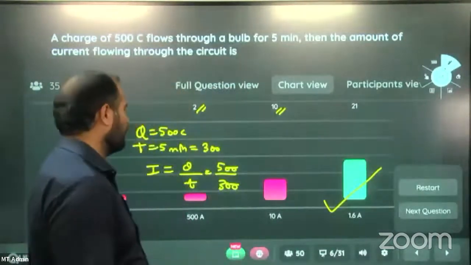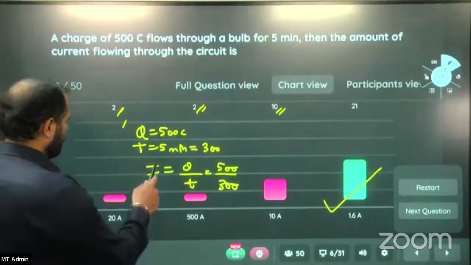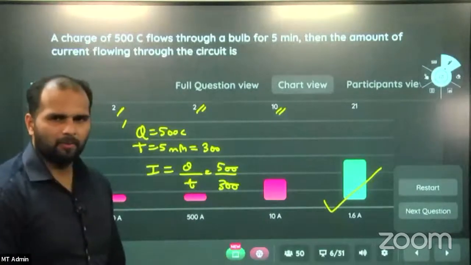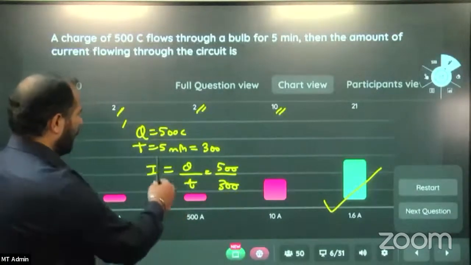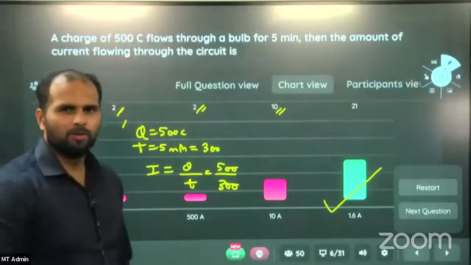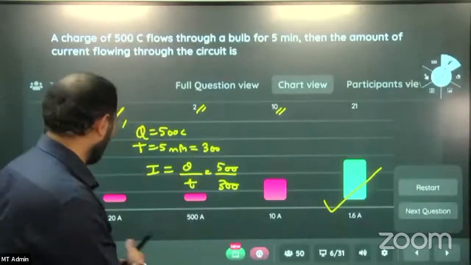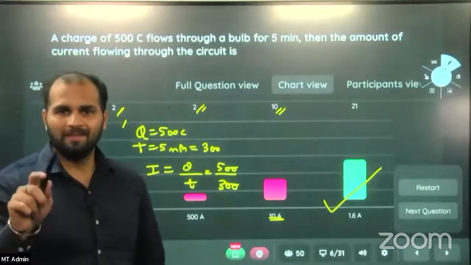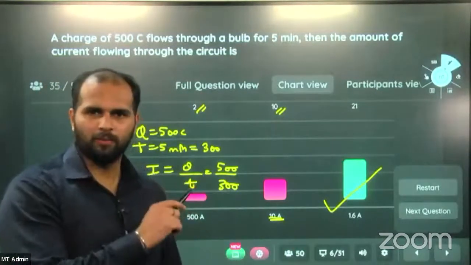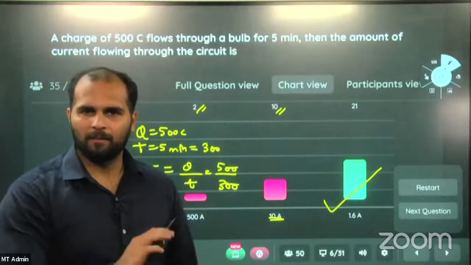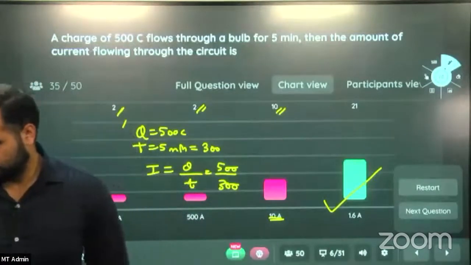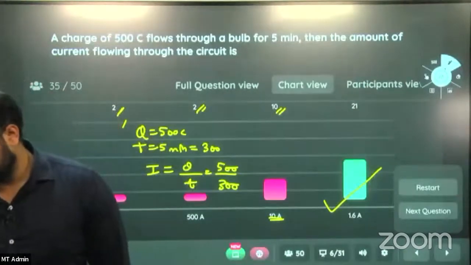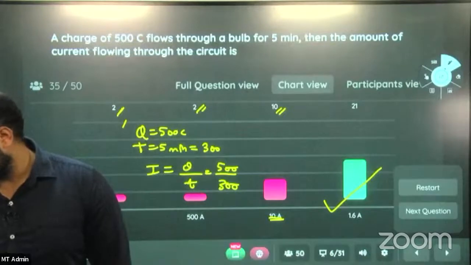Now, if you have taken 5 only, since it's 5 minutes, in that case you might have got the answer as 500 upon 5, that is 100. So what we think is, sir, it is 100. Then which option other than that, sir? 10. So students mark that. That is the reason I purposely put this option as 10 amperes. Am I clear with this part? Any doubts in this? How to solve the question? Is this clear, everyone? Put it in the chat box so that I can understand. Quickly.